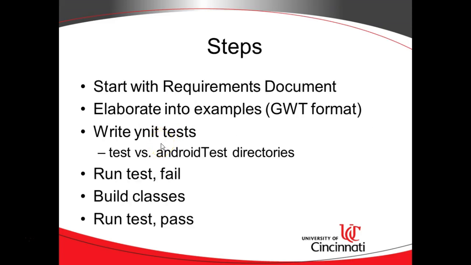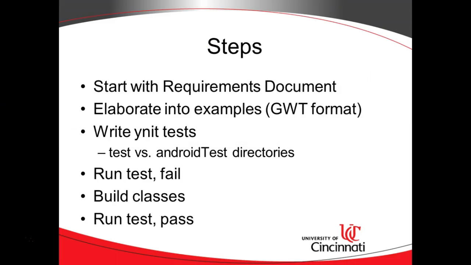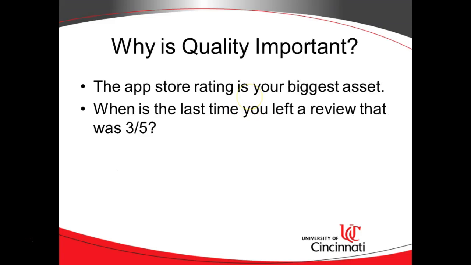So what are the steps that we need for behavior-driven design? Let's start with the requirements document, the one I've showed a few times here. And let's elaborate it into our examples in given when then format. Then developers write the unit tests. Then we run the test knowing it will fail because we've written the test first. Then we build the classes, we put our logic in those classes. Then we run the test again, and we continue iterating on these last two steps until our tests pass.